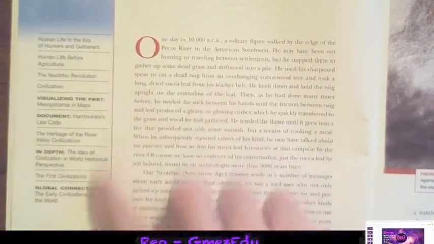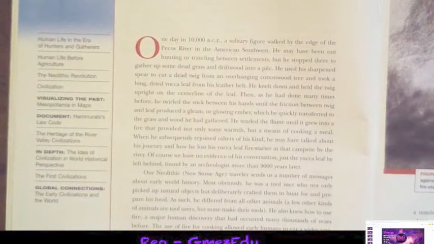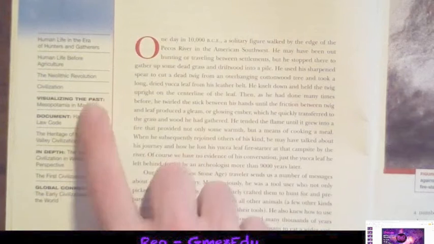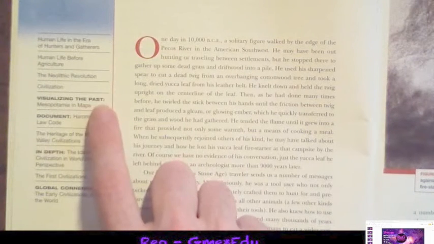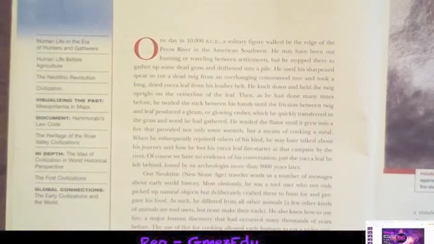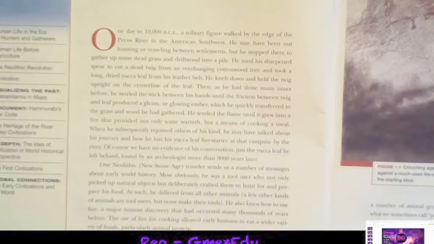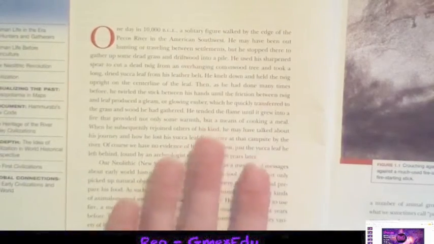Those are those focal points, which I'm assuming we're going to go into more detail as we get into the subheadings as well. And then it kind of has those little pop-outs, things that we need to take a look at, where those icons correlate: visualizing the past, the document, the in-depth, and then the global connections. So not too bad, not too bad. I don't like that I don't see any bold terms, but I'm assuming this is just an introduction, so I'll let it slide.